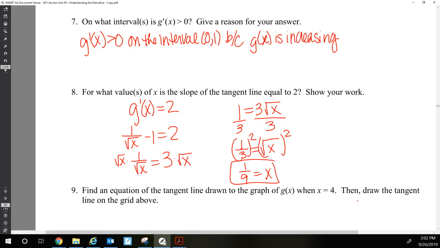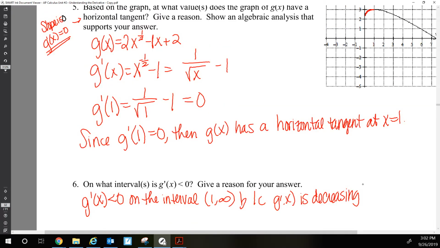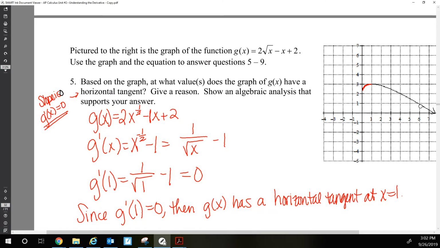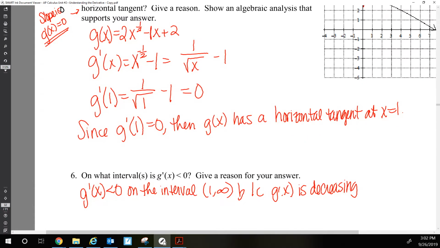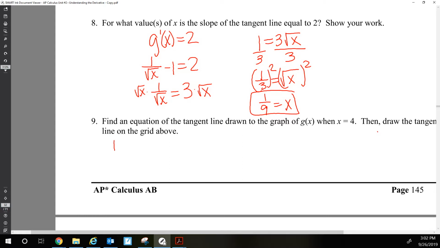And then it says find an equation of the tangent line drawn to the graph of g of x when x is equal to 4. Then draw the tangent line on the grid above. Well, at x equals 4, what's happening on our graph? We're decreasing, right? So we should have some sort of negative slope here. Here is our derivative. We need two things to write our tangent line. We need a point on the tangent line and the slope of the tangent line.